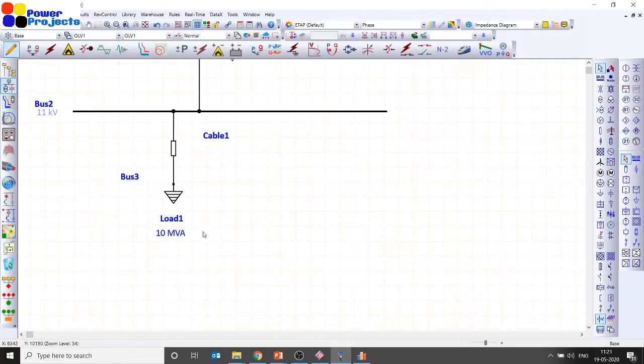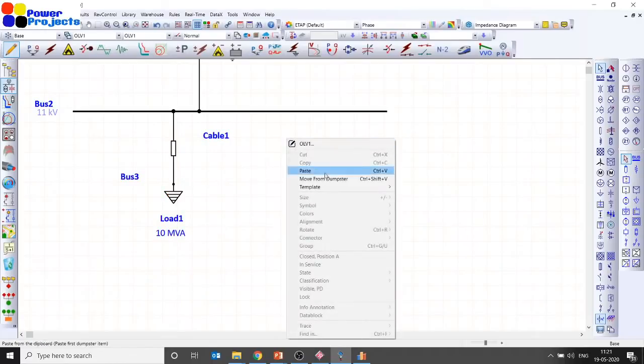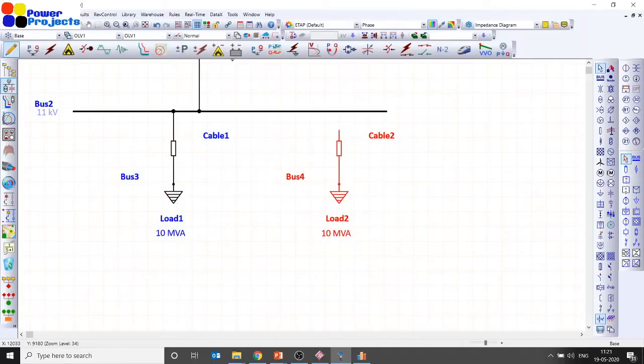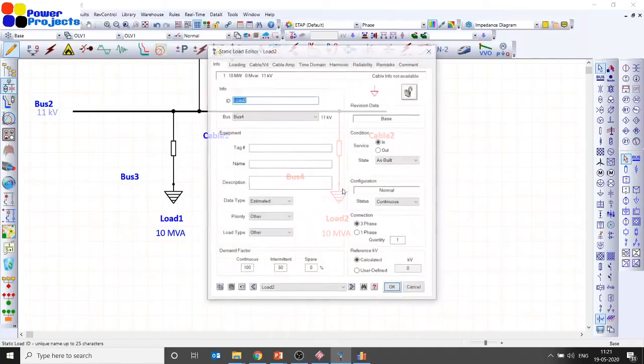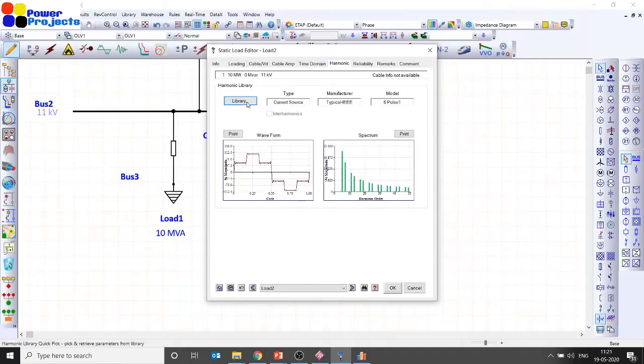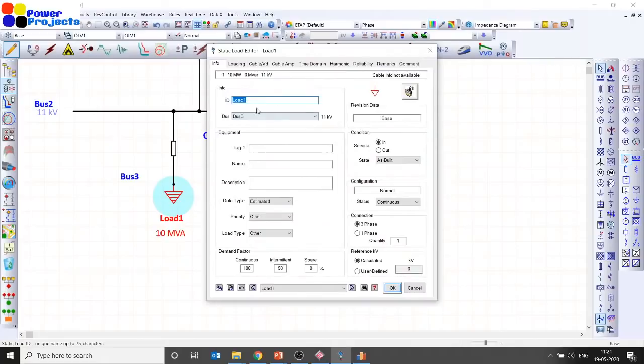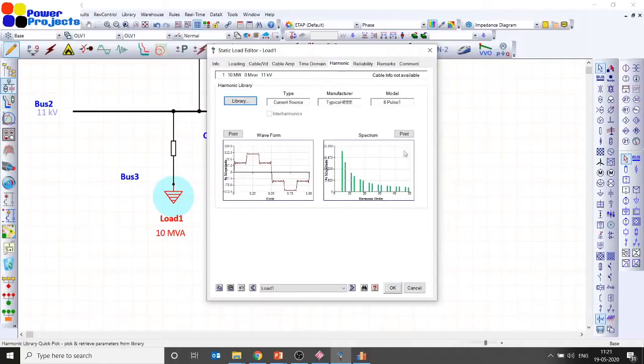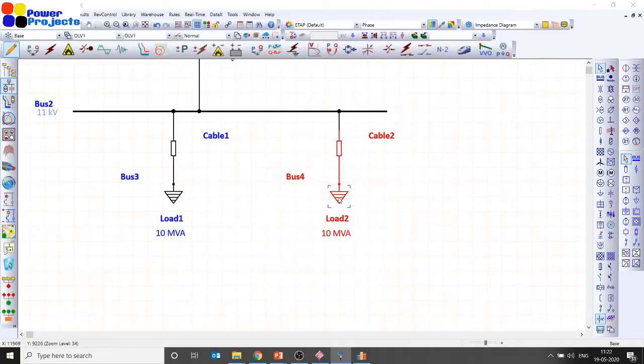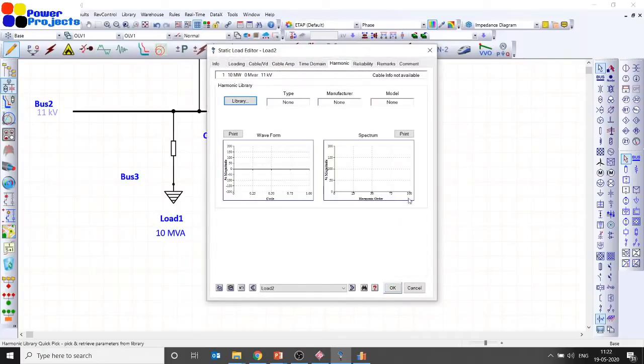Now, this load is a non-linear load. Let me copy this and add an additional load, that's the pure linear load. Assume load 2 is purely linear. How can I say that load is linear? I am making sure there is no harmonic source available in load 2. So the difference between load 1 and load 2: load 1 has a harmonic source, whereas load 2 doesn't have any harmonic source. So that means load 2 is a pure linear load.